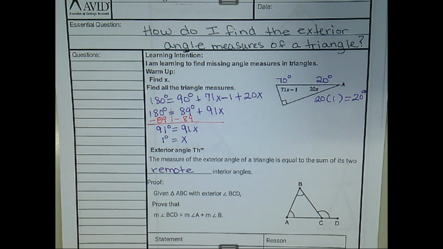So we're going to prove it. It's a quick, easy proof. We want you to get started thinking about how to write them. So you're given triangle ABC with exterior angle BCD. What we want to prove is the measure of angle BCD is equal to the measure of angle A plus the measure of angle B. Let's get started.